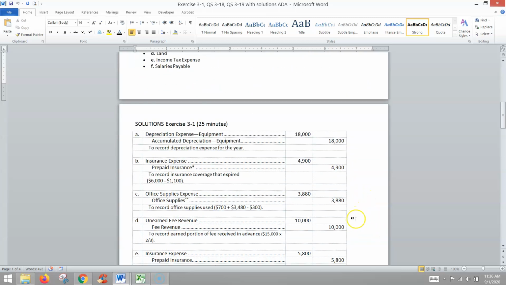So the journal entry, we're going to debit unearned fee revenue. So remember, unearned revenue is a liability. So to decrease it, we're going to debit it, and we're going to credit fee revenue. That's the amount that we have earned.